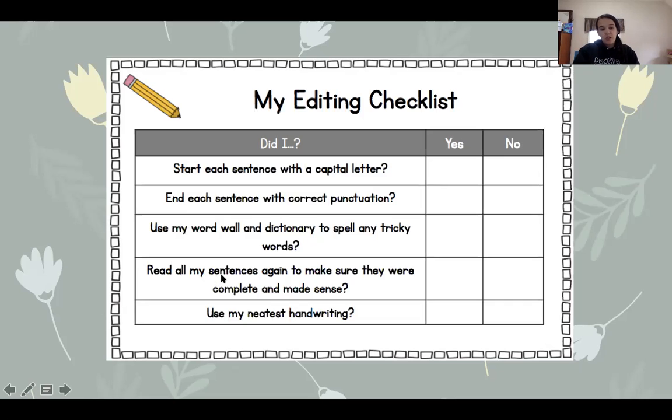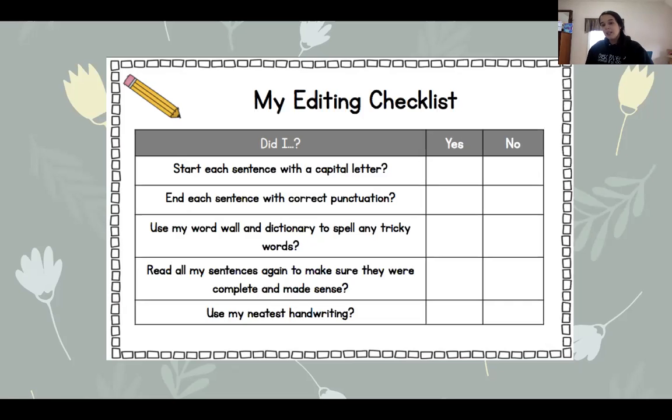The fourth one here says, read all my sentences again to make sure they were complete and made sense. Now, what happens in school sometimes, I've noticed with second graders, friends, is that you say you're editing, and you do, and you go through and you check some sentences, you fix some things, and then you say, Miss Deacon, I'm done. But you really have to take your time. You really have to spend a good 20, 25 minutes going through every single sentence and checking these things off.